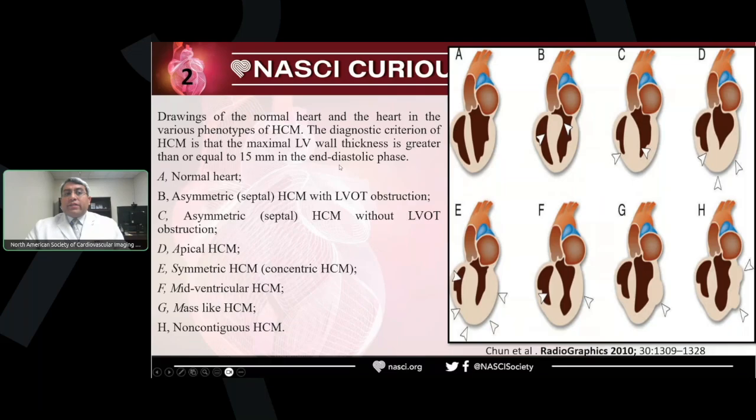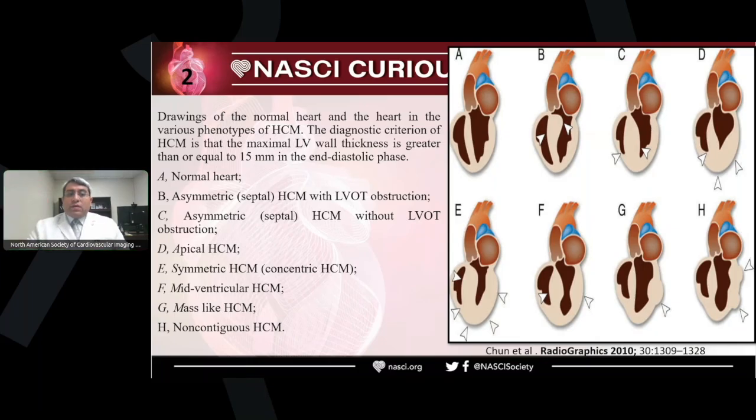There are different types of HOCM, as we can see here. This is the normal left ventricle. This is asymmetric or septal HOCM that can cause left ventricular outflow obstruction, and this is the commonest form we see. Asymmetric septal HOCM without LVOT obstruction, so there is diffuse interventricular septal thickening.